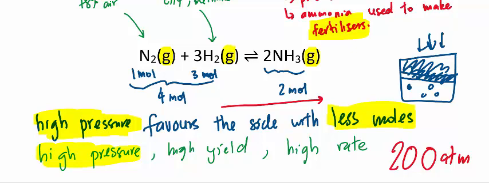Now, listen carefully. 200 atmosphere gives me high rate, also gives me high yield. I'm very happy. Why don't I use 300 atmosphere? Better, right? Why do I stick with 200? Why not higher than that? It's hard to control and dangerous. It might explode. It's also expensive. So we don't go beyond 200. Understand? Okay, that's part one.